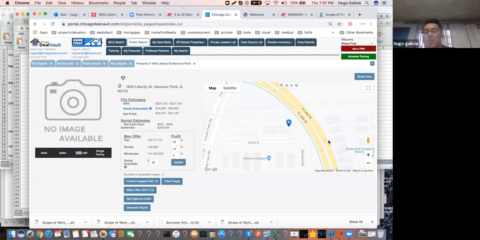Another question is, do you need to bring an inspector after you sign the contract? Yes, you have 5 days for attorney review and inspection, okay? So you bring the inspector after you have signed the contract. Are there any other questions?